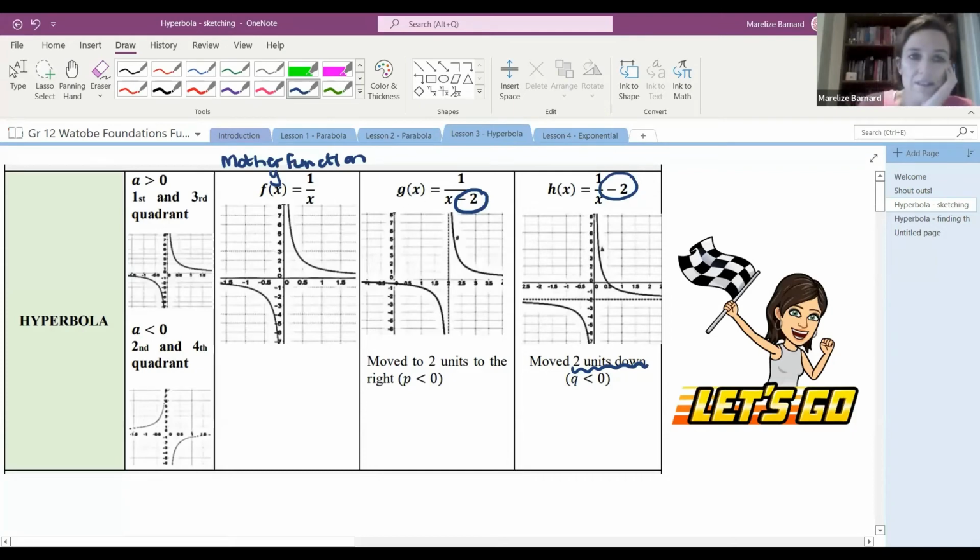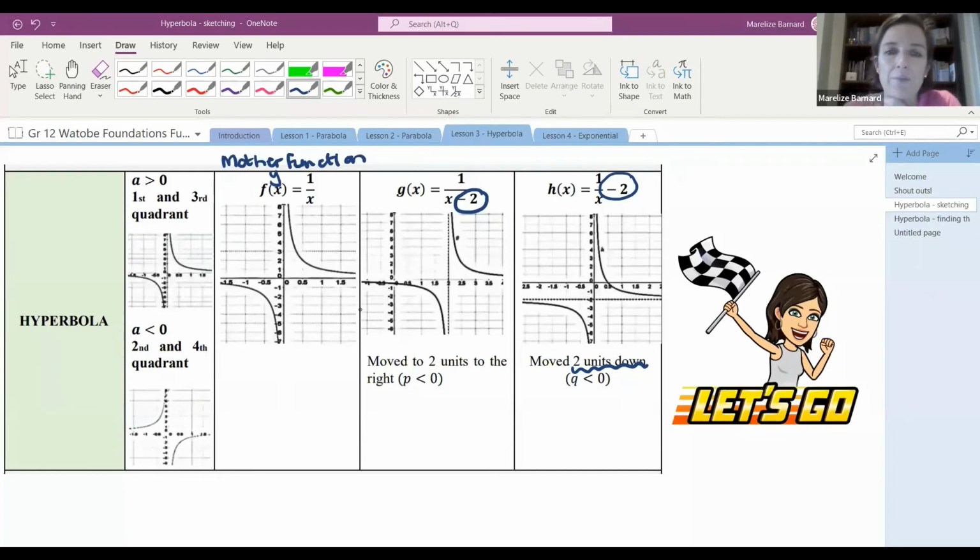Our quadrants, so A is the value. So in these examples, A is just 1. But if A is a positive number, we draw in the first and the third quadrant. That's where we're going to place our hyperbola. And if A is negative, we draw in the second and the fourth quadrant. So I'm going to talk a lot more just now about the asymptotes.